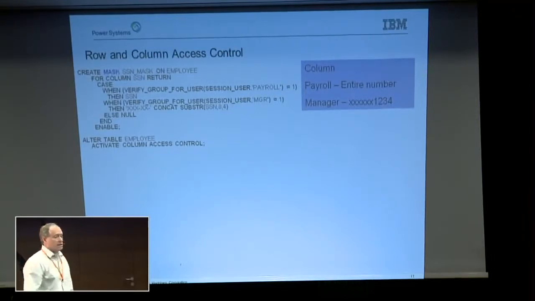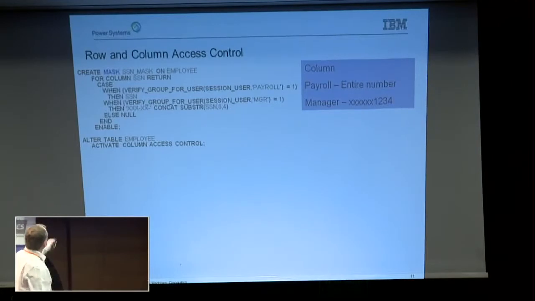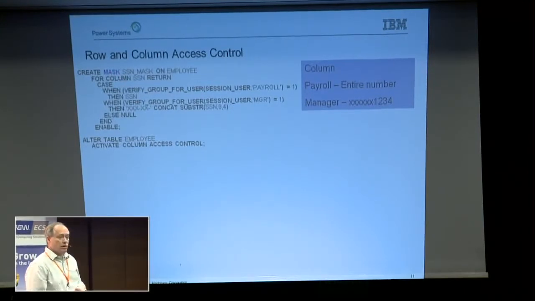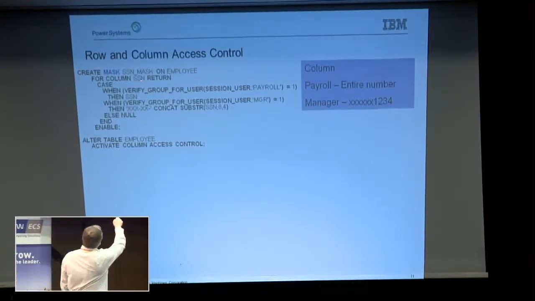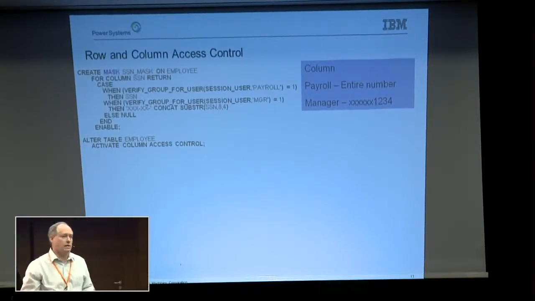Okay, let's look at some examples. Here's an example of masking. So we're going to create a mask for a column. The column is what we call Social Security number. That's my ID number in the US.